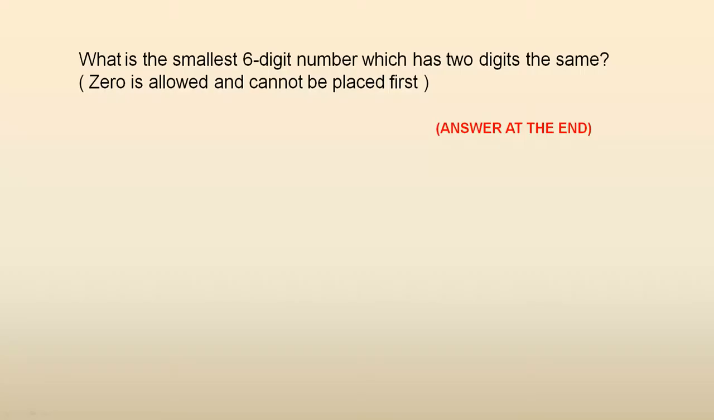What is the smallest 6-digit number which has 2 digits the same? Now please note that 0 is allowed and cannot be placed first. So you can't have 0 at the beginning, that is on the extreme left hand side. But if you want to use 0, you can use it anywhere else. And the answer will be given at the end.